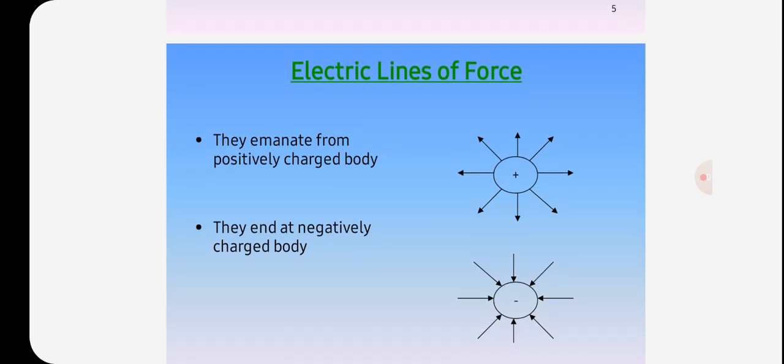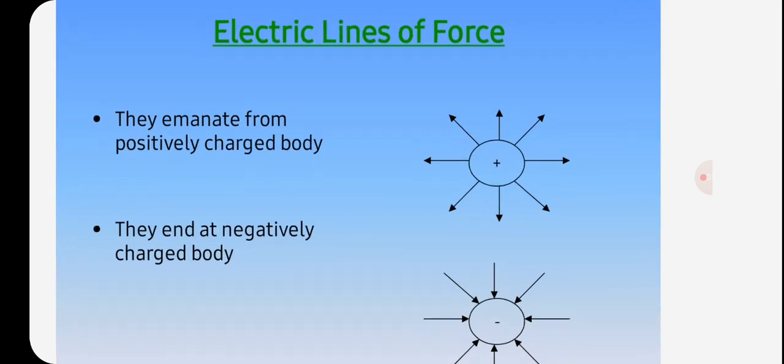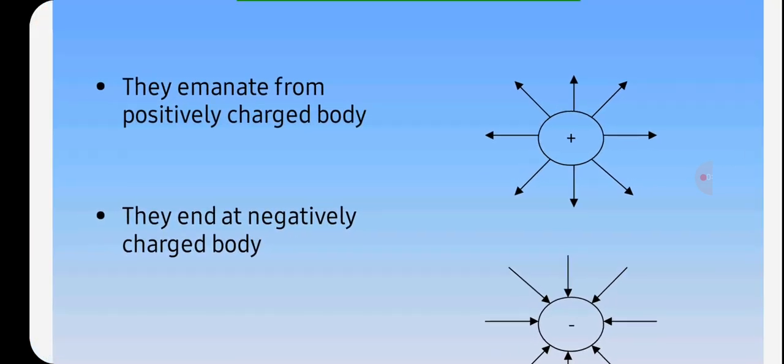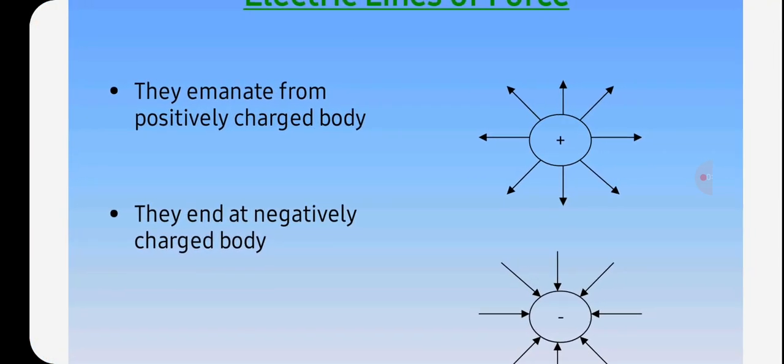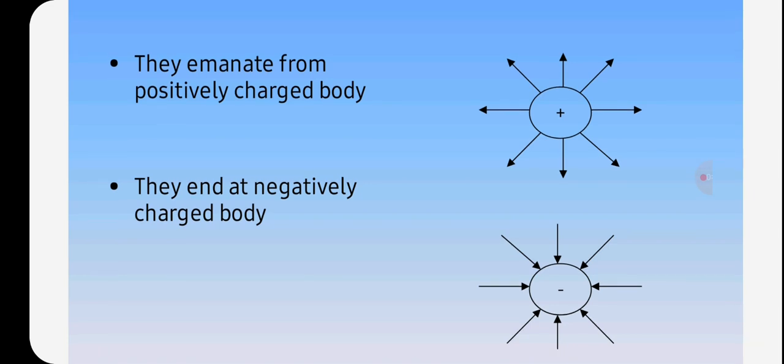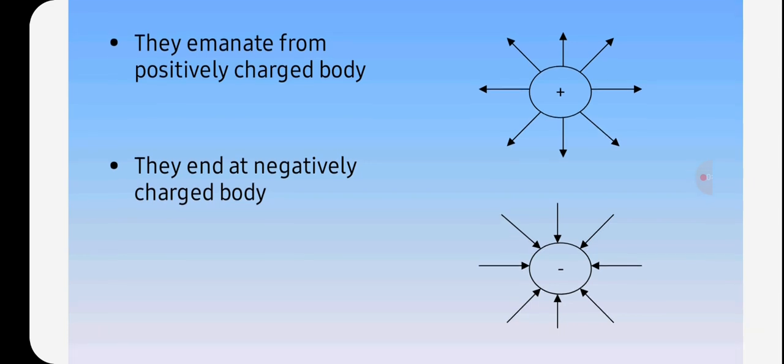So here in this diagram, they emanate from the positively charged body. This diagram shows the positively charged body, and the lines of force emanate from it and end at a negatively charged body.